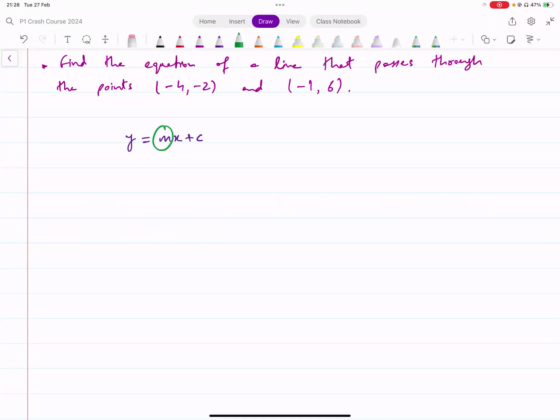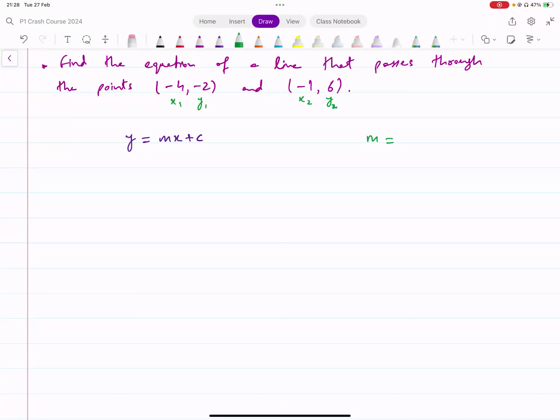Now, we do not know the gradient. We do not know the y-intercept. We don't have any of these two pieces of information. So what do we do first? We first find the gradient of this line. How do you do that? We have 2 points given. We can say this is x1, y1. We can say this is x2, y2.